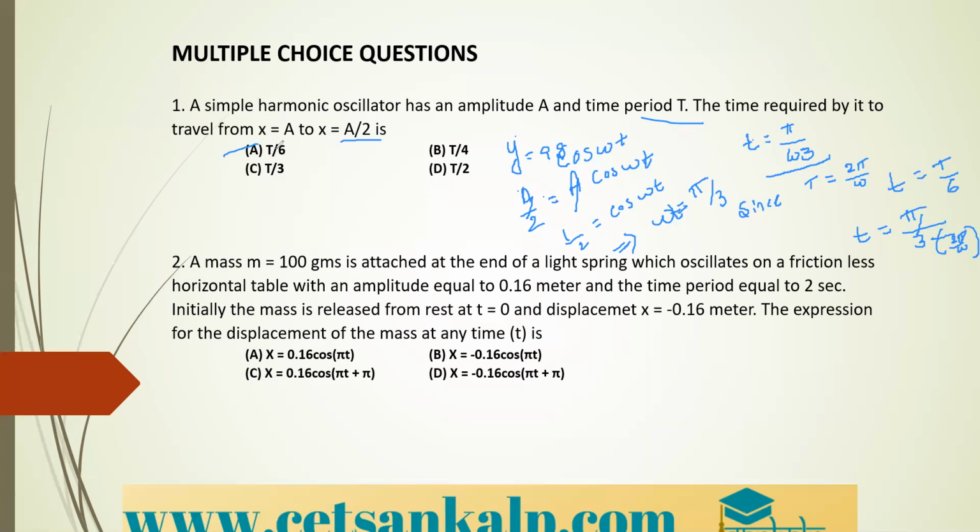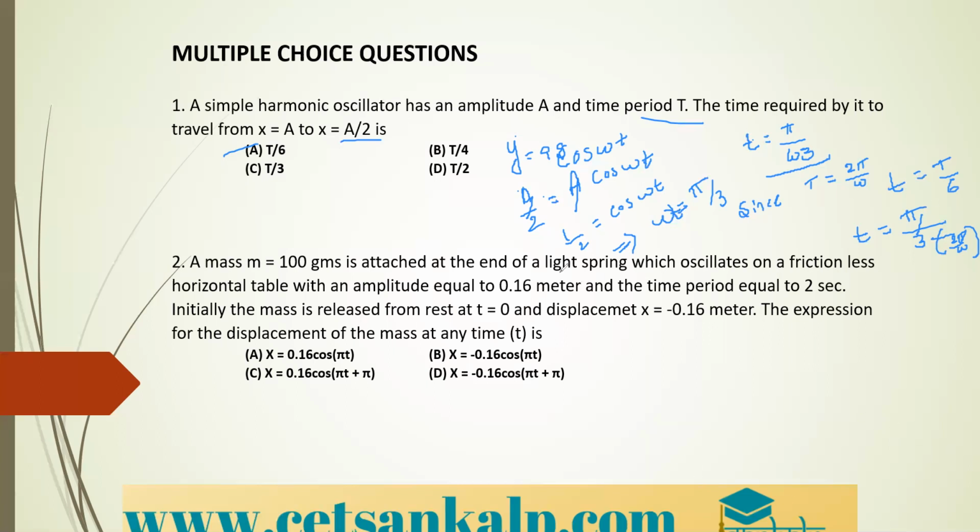Therefore, t is equal to pi divided by omega 3. Since T is equal to 2 pi by omega, I can substitute it as pi divided by 3 into 2 pi by omega. So small t is equal to capital T divided by 6. Capital T is the time period here. Therefore, the first equation is correct here.